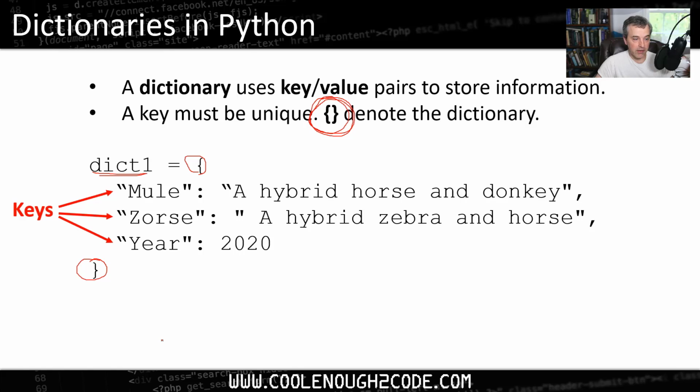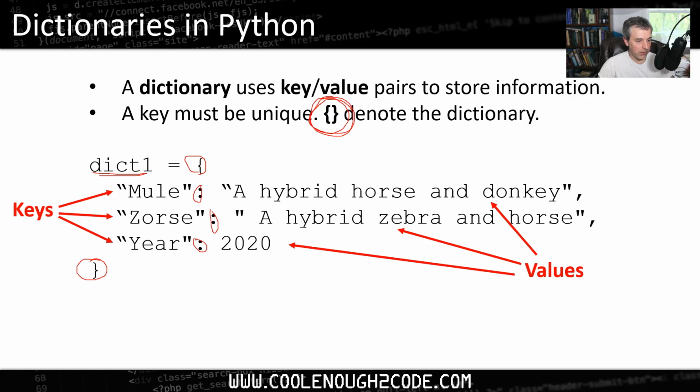So there are my keys. In this case, my keys are mule, source, and year, and then the values associated with those keys are what comes after the colon right here. I need the colon between the key and the value. And then once I have my colon, my key and my value, I need to make sure that I have commas between each of the entries in my dictionary to denote that it's a new entry. So this is how you set it up in code. Let's go over to the IDE and take a look at one of these examples in code.